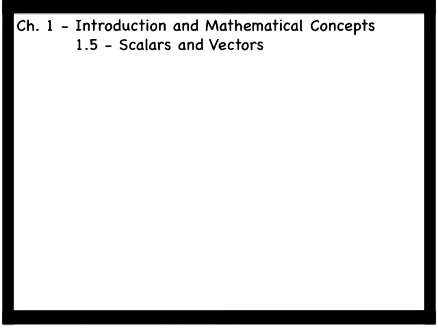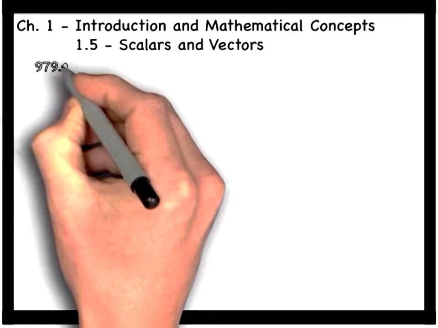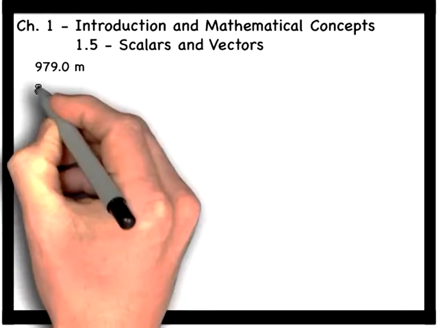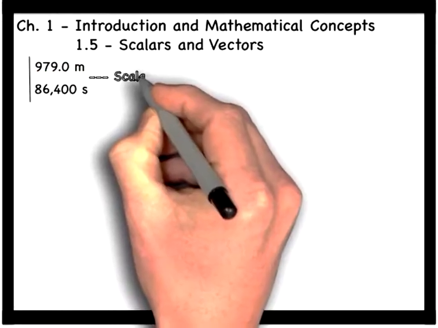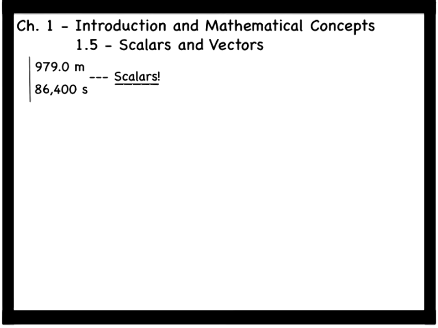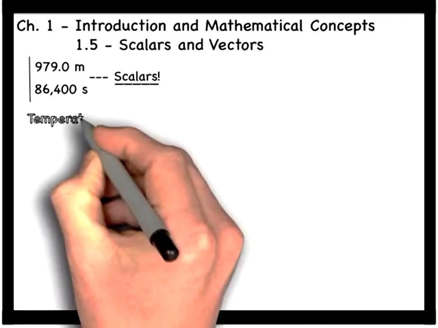In the previous sections, we have encountered several different quantities with units. For example, a distance of 979.0 meters, or a time of 86,400 seconds. In cases like these, it's the size of the quantity that matters. These are examples of scalar quantities, where the quantity is described by a single number with appropriate units. Other scalar quantities would be temperature and mass.